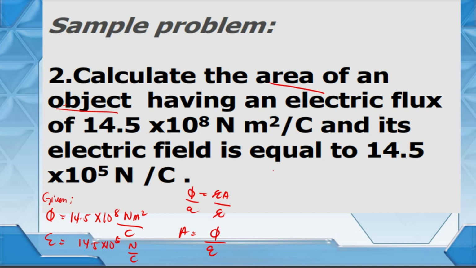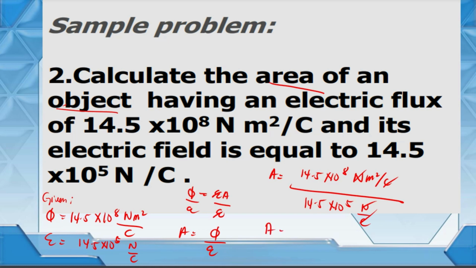Substitute, A is equal to 14.5 times 10 raised to 8 newton meters squared per coulomb divided by 14.5 times 10 raised to 5 newtons per coulomb. So cancel the newtons and coulombs here. Therefore our area is equal to 1,000 meters squared or 1.00 times 10 raised to 3 meters squared.